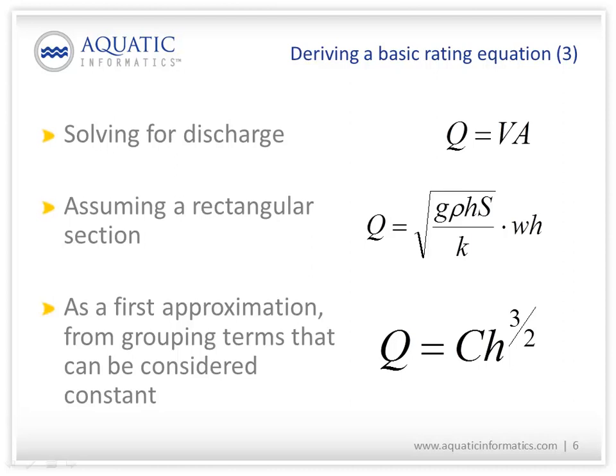That's left with the square root of water depth times depth. You sum the exponents and you have an equation that looks very similar to our rating equation. Discharge equals some global constant times depth raised to the power of 1.5.